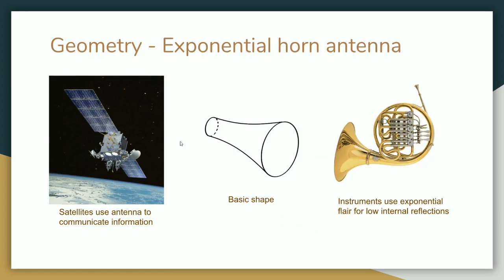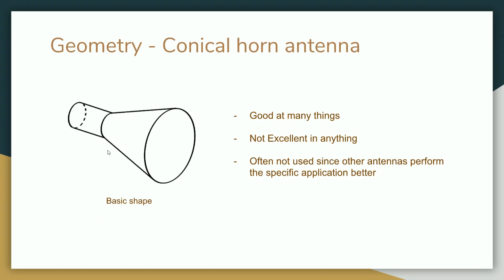Now, the exponential horn, also known as the scalar horn antenna, combines its narrow waveguide with the horn in a smooth curve-like fashion, as you can see in this basic shape here. This allows for greatly reduced internal reflections and almost a constant impedance over a wide frequency range. These antennas are usually utilized in applications requiring high performance, such as communication satellites or radio telescopes.